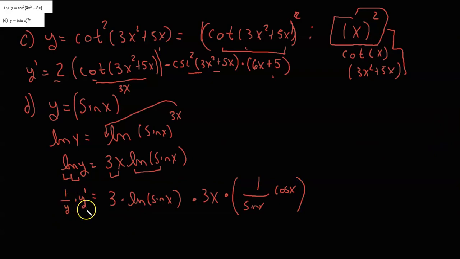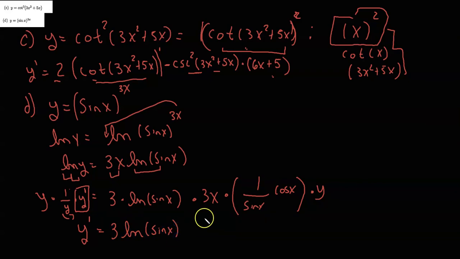Good. The only step left to do is to isolate this y prime over here, so we have an actual derivative in terms of x. So if we multiply both sides by y, we can cancel out the y over here, and we know that y was our original function, sine x times 3 to the power of x. That will always happen in logarithmic differentiation, where you have to multiply both sides by y. So sine x 3 to the x. Alright, pretty easy stuff, huh?